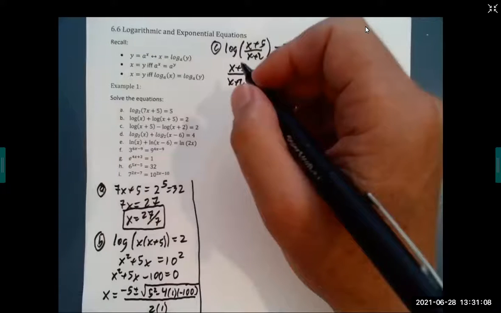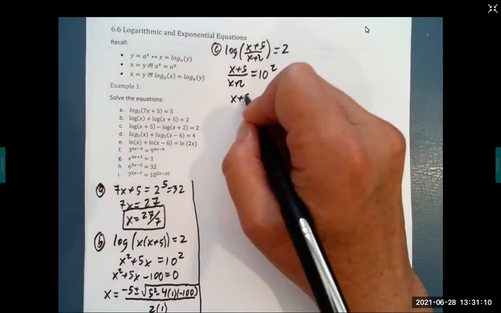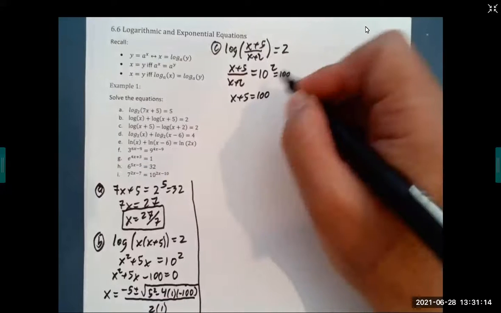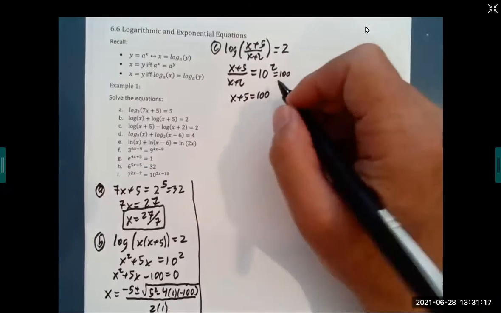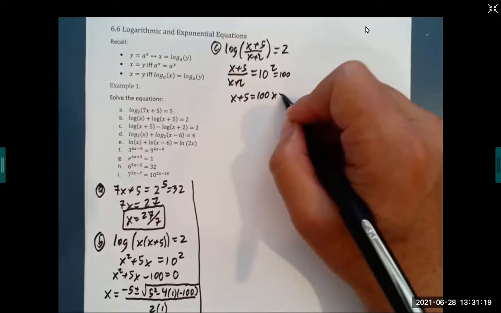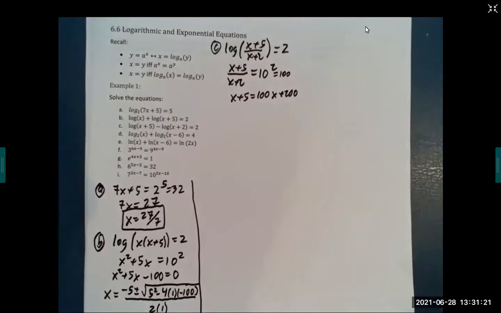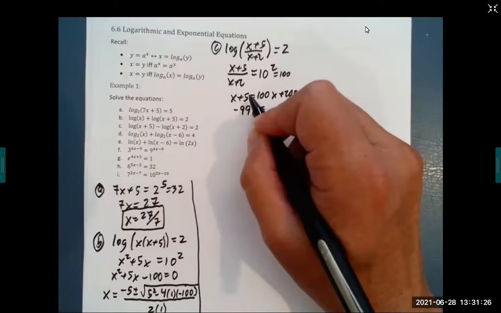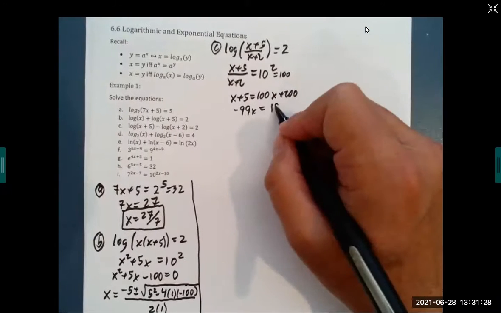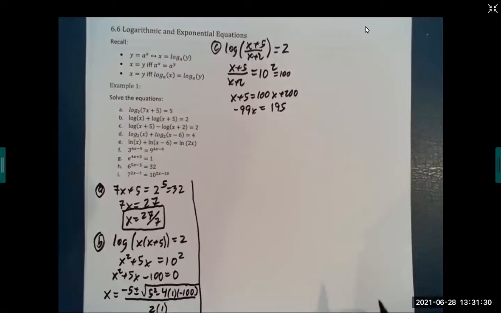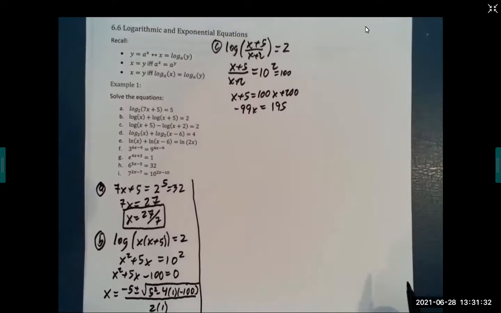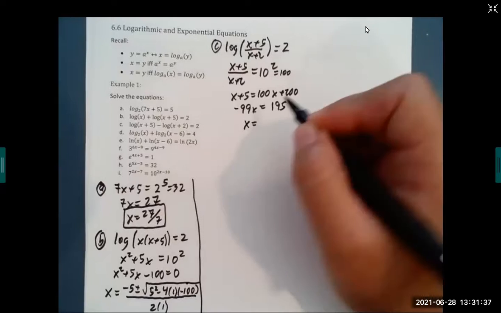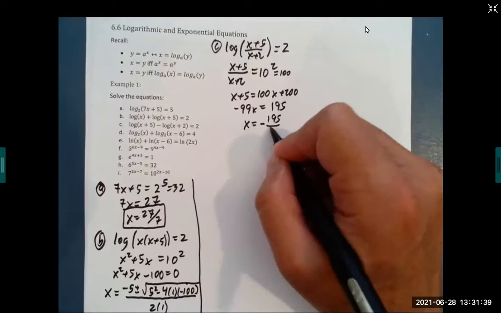Multiply both sides by the x plus 2. So x plus 5 equals 100 times x plus 2, which is 100x plus 200. Moving that over, that's negative 99x. Moving that over, that is 195. And we get x equals negative 195 over 99.